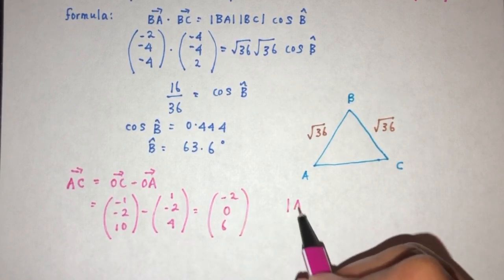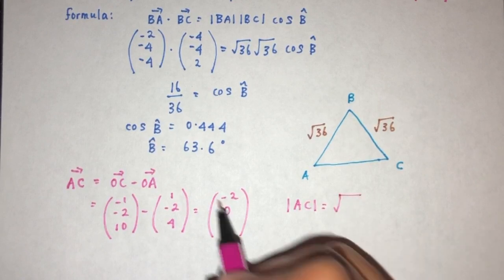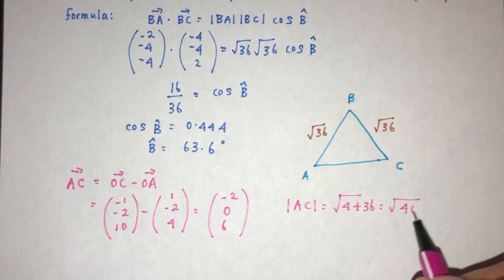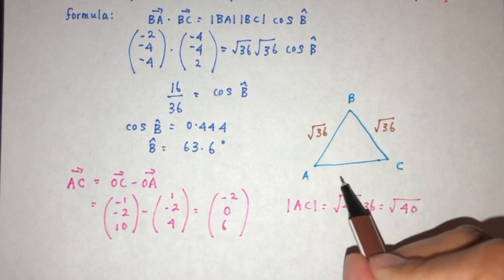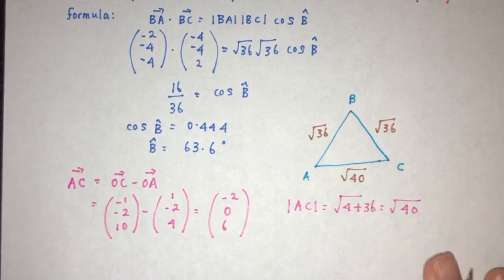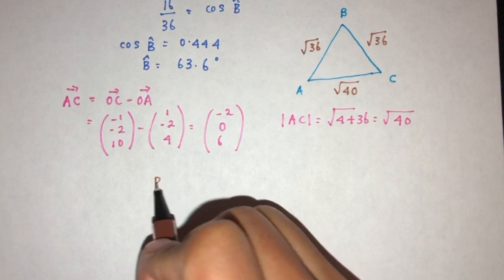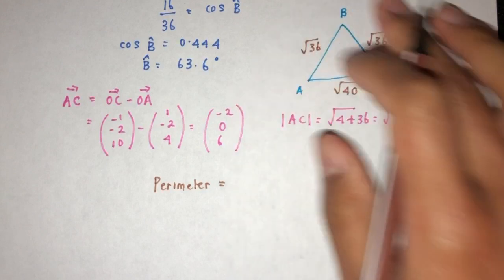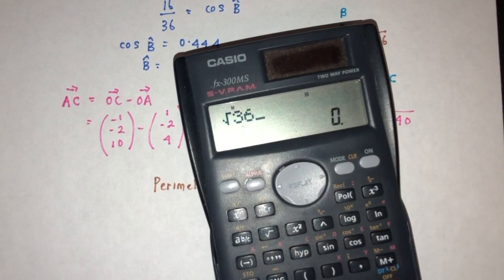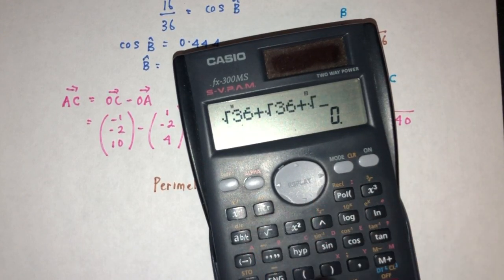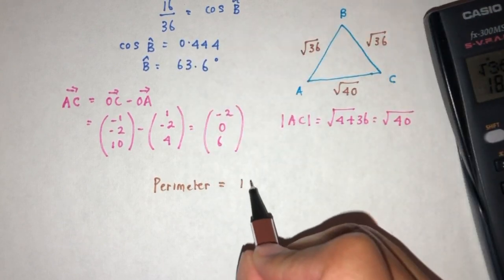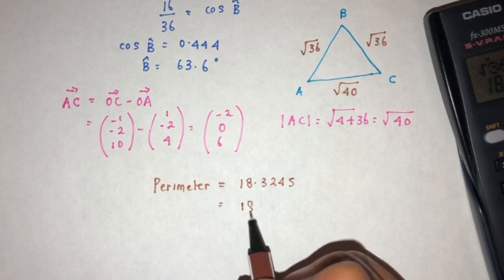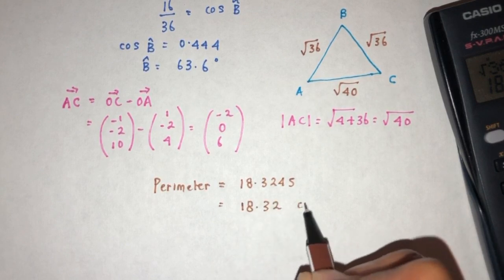So what is the magnitude of AC? That should be 4 plus 36, that should be root of 40. So pretty easy. Now we realize this side is root of 40. So the perimeter, here you go, is equal to the sum of all the sides. So root of 36 plus root of 36 plus root of 40, that should be 18.3245. Correct to 2 decimal places should be 32 centimeters.